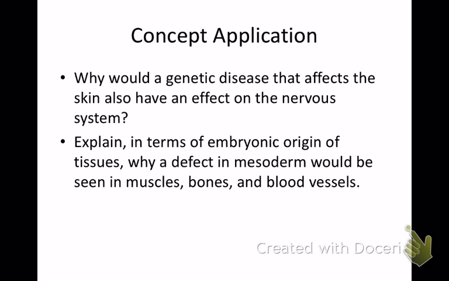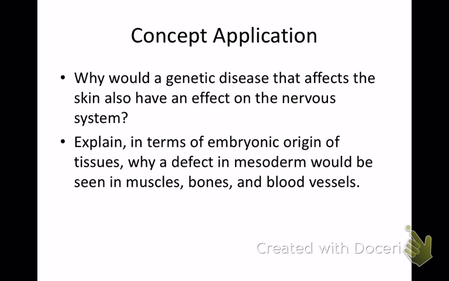Okay, second question. What does the embryonic origin of mesoderm have to do with muscles, bones, and blood vessels? They're all derived from mesoderm, right? So if you had a defective mesoderm, what might you see in muscles, bones, and blood vessels? If it's a developmental delay or a stunting of growth, if you see it in the bones, you might see it in the muscles as well. And then you shouldn't be surprised to see cardiovascular issues. Heart and blood vessels also come from mesoderm.